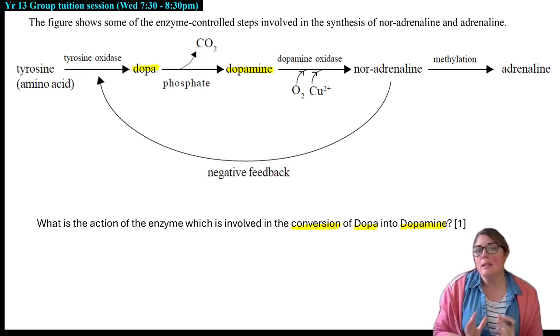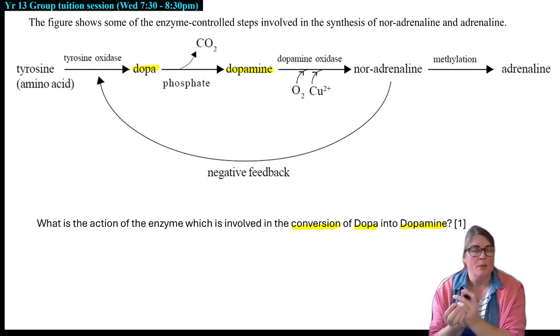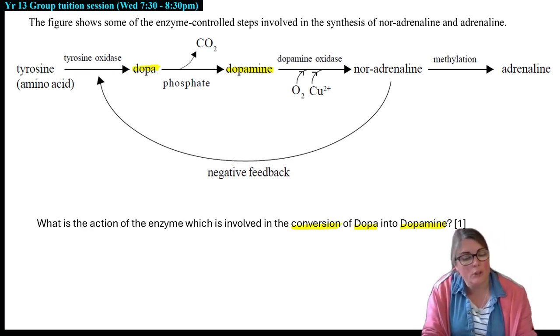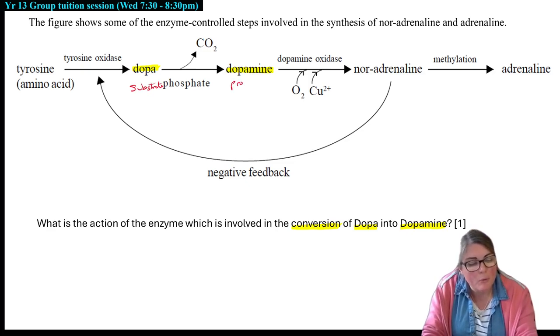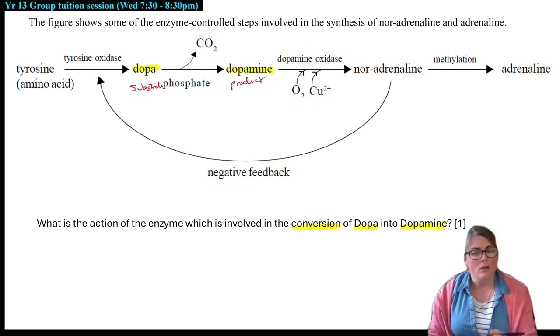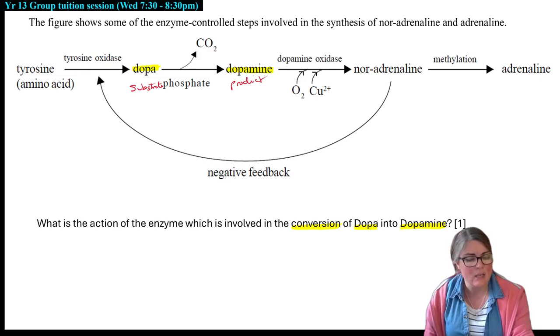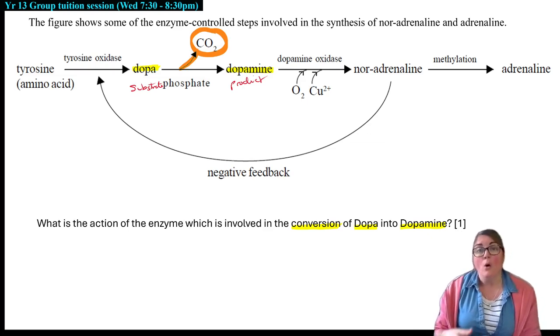So we can quite clearly see that we have a molecule, dopa. That molecule dopa has been turned into a new molecule, dopamine. So this would be my substrate of this reaction. This would be my product. So there I've got my substrate, I've got my product. Now what I'm looking at is, well, what's happening here? Oh, it's quite nicely demonstrated. It's removed carbon dioxide. So what is the action of the enzyme which is involved in this conversion?